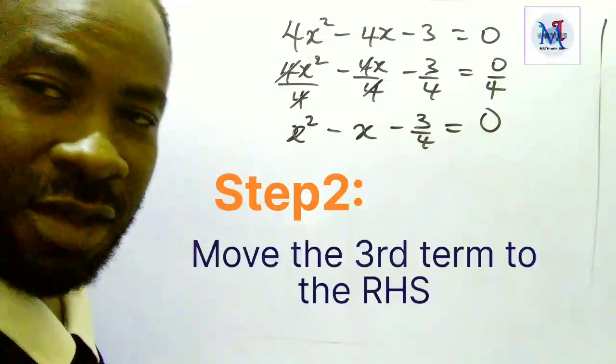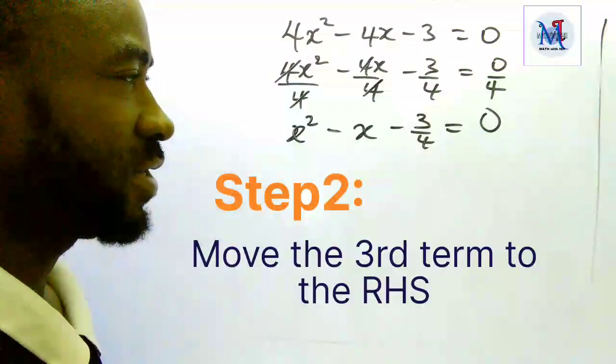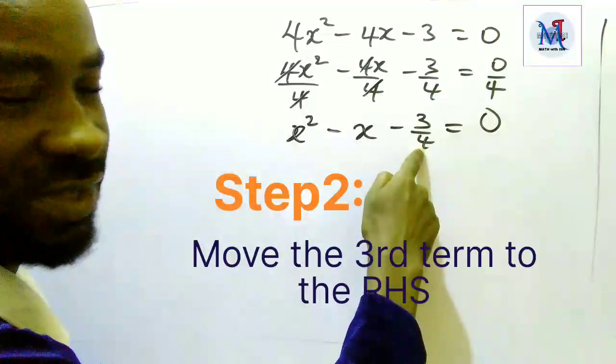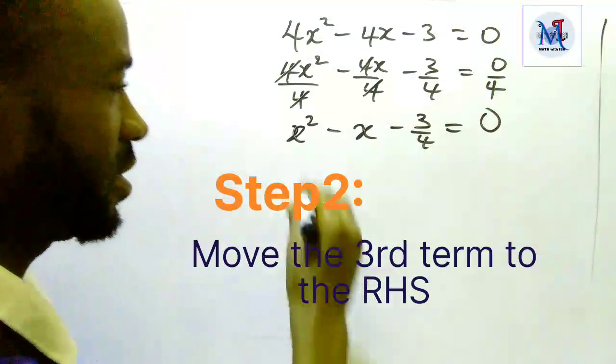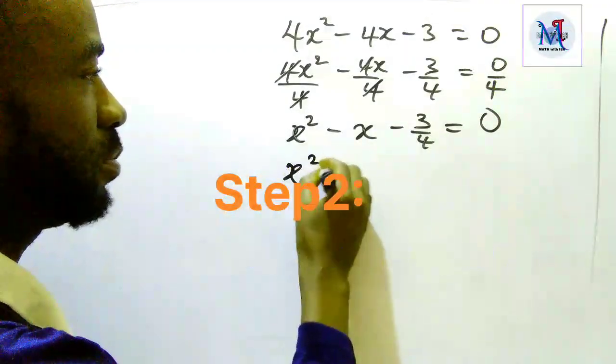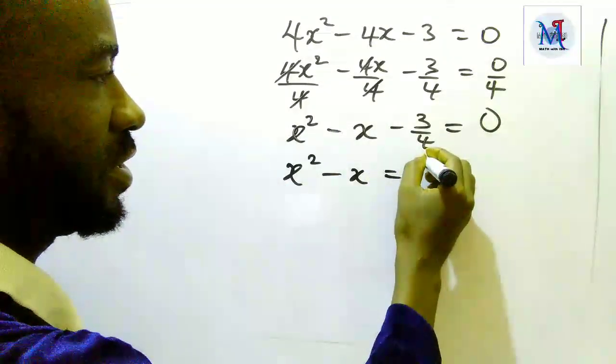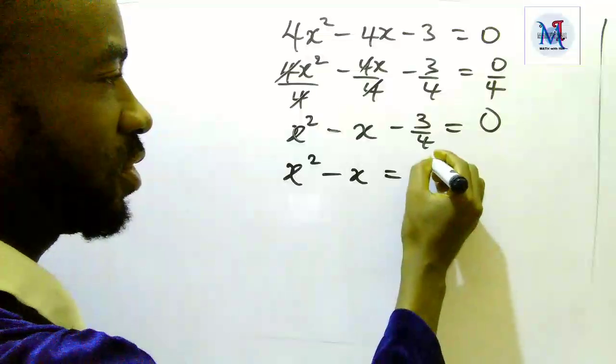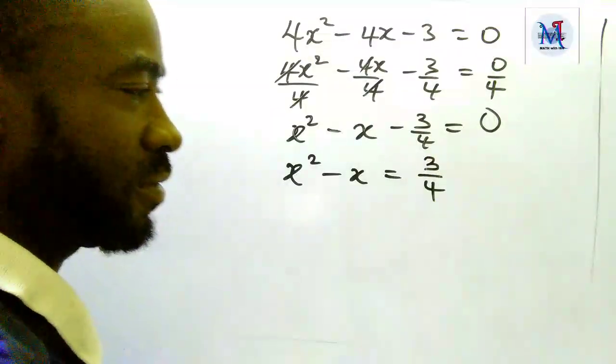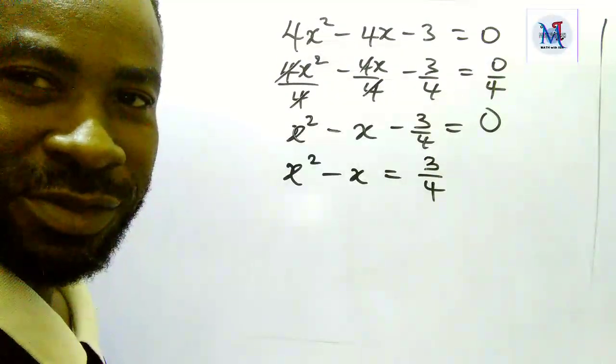Okay? Now, our second step is this. The second step is we are going to move this third term on the left-hand side to the right-hand side. So our second step is move the third term to the right-hand side. So if minus 3 crosses over, it becomes 3 over 4. Can you see that? Good.